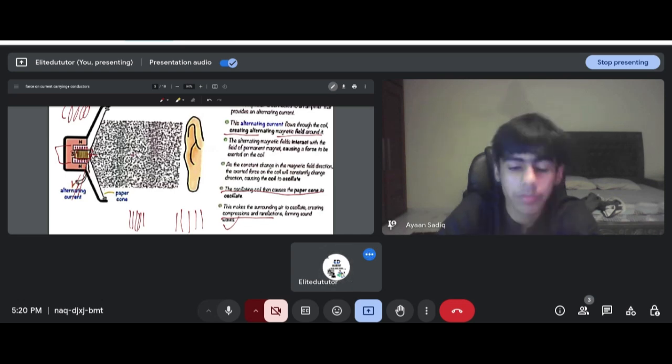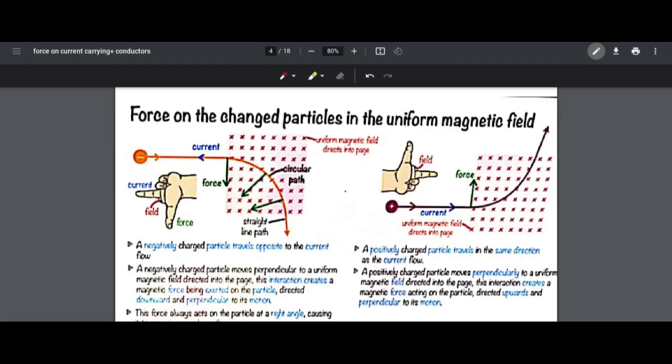Okay. So the next thing is force on charged particles in a uniform magnetic field. What does it mean by uniform magnetic field? It is a magnetic field that is continuous, it does not change. Yes. So when a charged particle moves through a uniform magnetic field, it experiences a force, and that force is called the Lorentz force. I hope you have heard this word before in your school, in your lecture. Lorentz force. No? No. Okay, no problem.